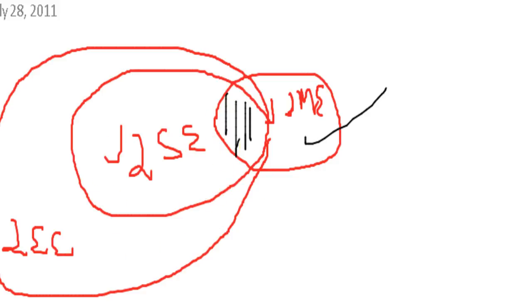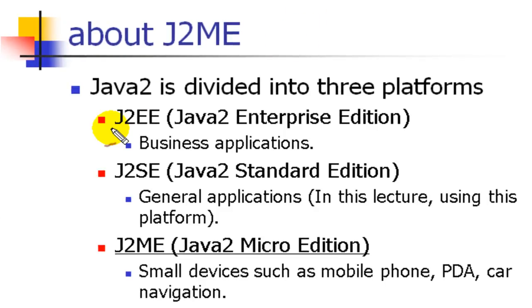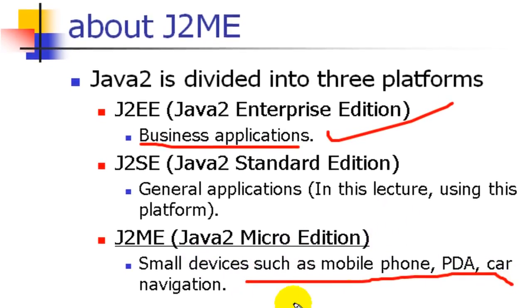So J2ME has a layered architecture, so let's discuss that now. Before I go to the layered architecture, let me tell you that J2EE, Java 2 Enterprise Edition, is used for business and enterprise applications. In J2SE, the standard edition, you can develop applications for PC. In J2ME, Java 2 Micro Edition, you can develop for things we have already discussed, like mobile phones, PDAs and all.